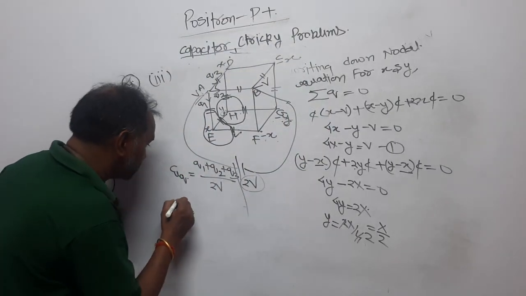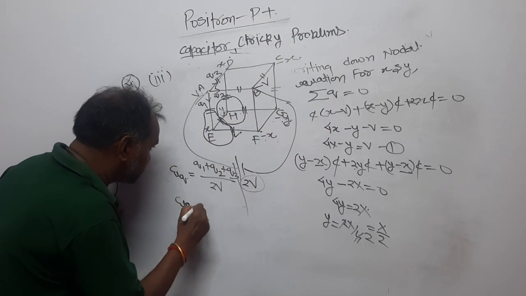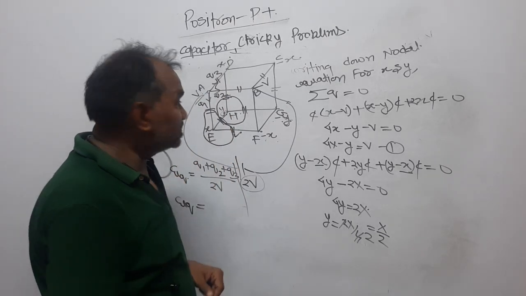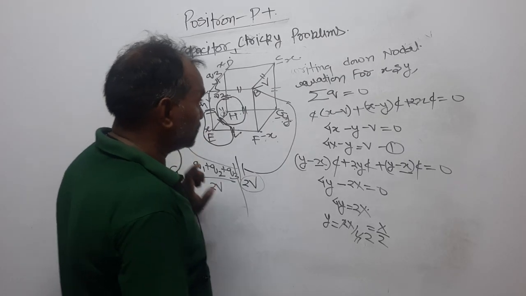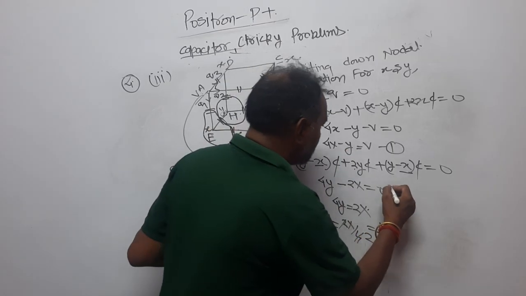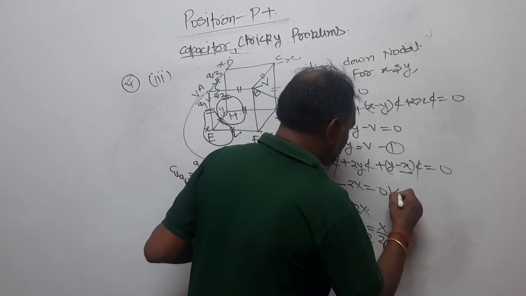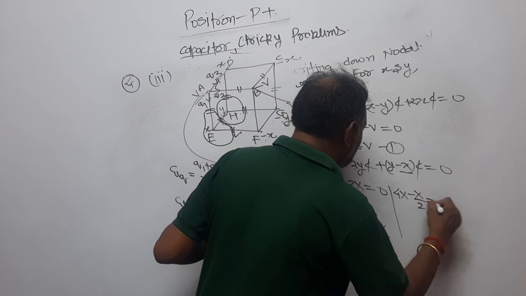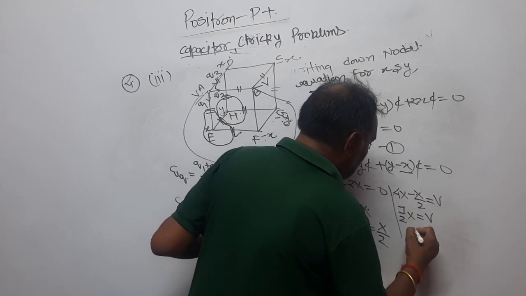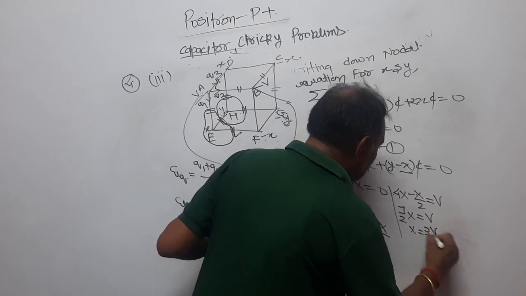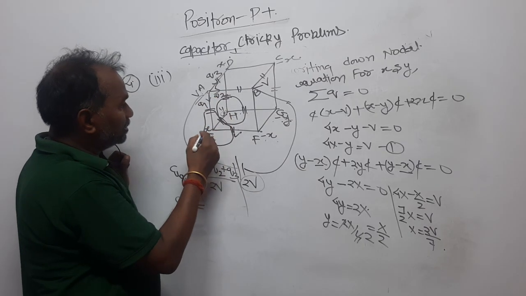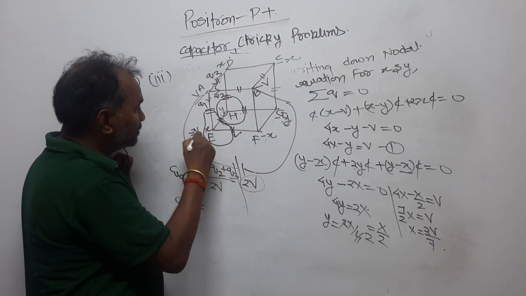Now dear student, look here. For C equivalent, Q1: Q is equal to C into V. Look here, Y is equal to X by 2. If you replace Y with X by 2, then it is 4X minus X by 2 equal to V. 4 times 2 is 8, minus 1, that is 7 by 2 X equal to V, or X equal to 2V by 7.